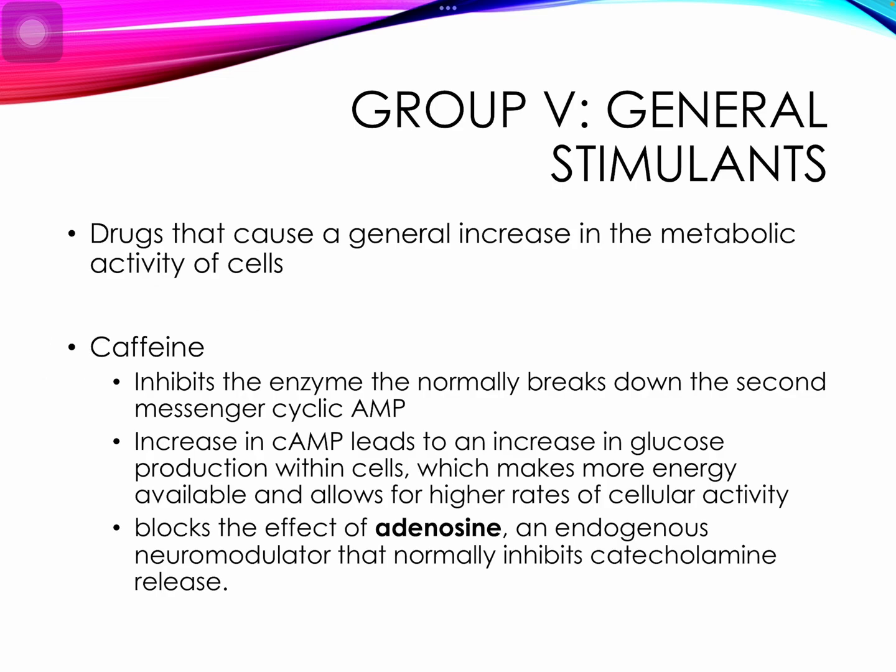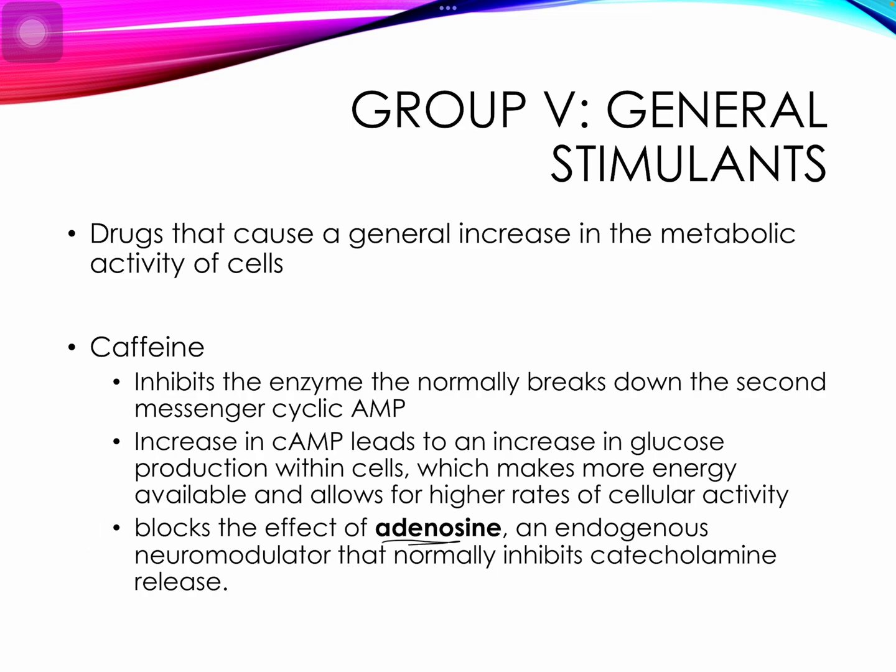So general stimulants are ones that are generally increasing the metabolic activity of your cells. Caffeine is a really great example of that. One of the mechanisms that caffeine works with is inhibiting the enzyme that normally breaks down the second messenger cyclic AMP. And so when we see an increase in cAMP because that enzyme is inhibited, we see an increase in glucose production within the cells, which means that they're able to make more energy, which allows for higher rates of cellular activity. So they're able to be more efficient and do their job more effectively.